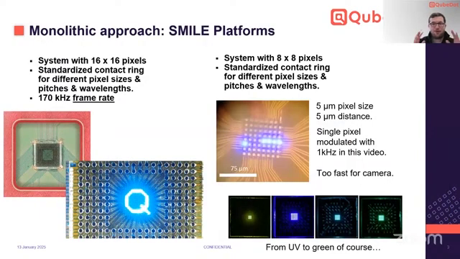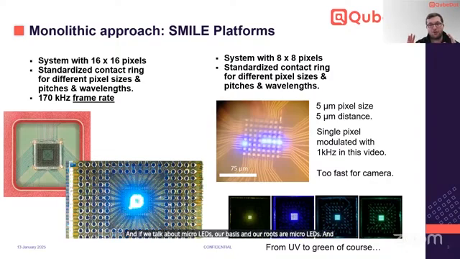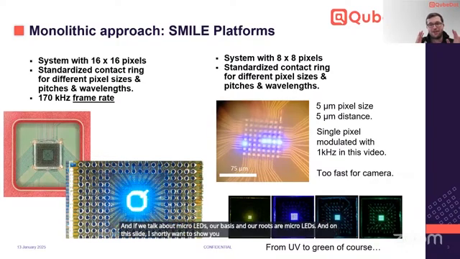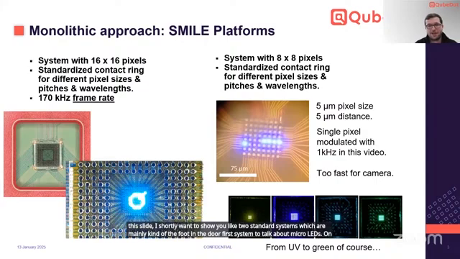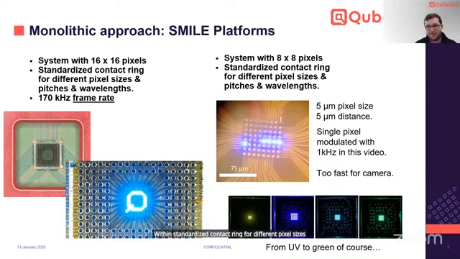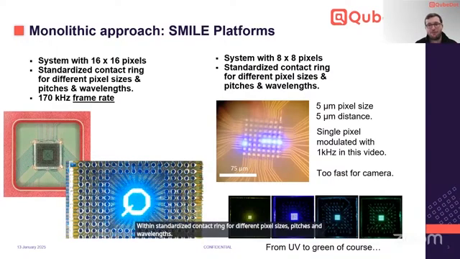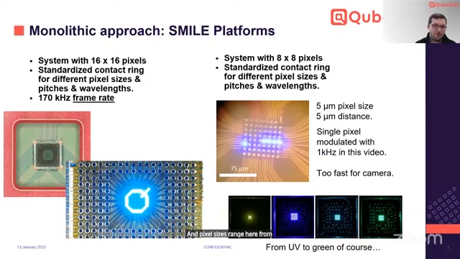If we talk about micro-LEDs, our basis and our roots are micro-LEDs. On this slide, I shortly want to show you two standard systems, which are mainly the foot in the door first system to talk about micro-LEDs. On the left side, we can see a system with 16 by 16 pixels with a standardized contact ring for different pixel sizes, pitches, and wavelengths. This system has a frame rate, not pixel to pixel, but really frame to frame, of 170 kilohertz. And pixel sizes range here from 5 to 130 micron.